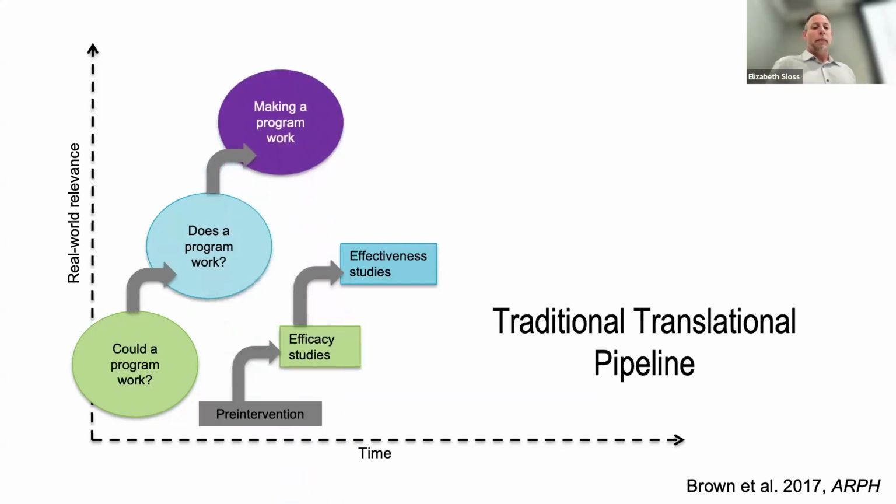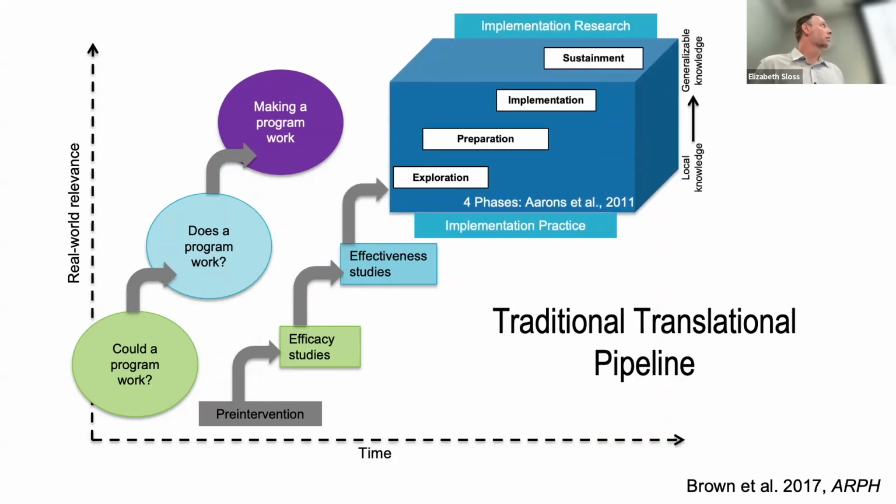If it does, you can start to think about making a program work. So we could have changed this into a question of how do you make the program work? How do you support people to best deliver this thing? But essentially, this is where implementation science starts.